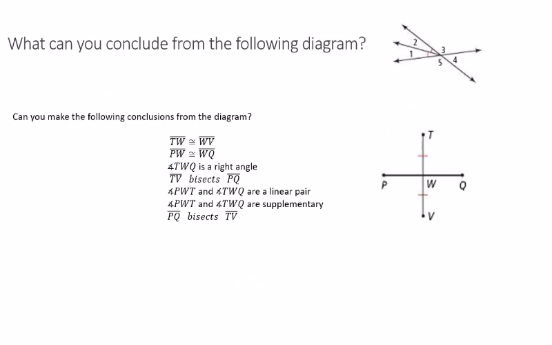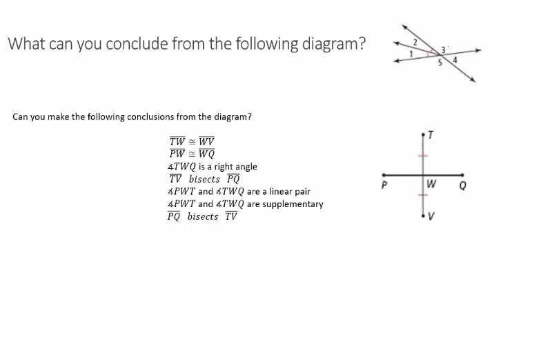All right, so here we have a couple diagrams. Let's see what conclusions we can make. If we look at the one here, I can conclude that angle 3 and 4 are supplementary. They make a linear pair. I can see that they're adjacent. I can see that angle 1 and 2 are adjacent, 2 and 3 are adjacent, 1 and 5, 5 and 4. So I can see a lot of adjacent angles there.